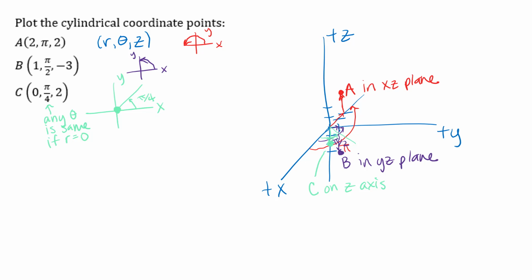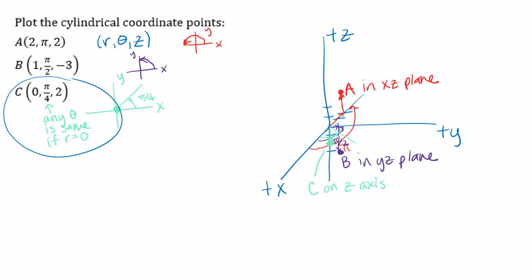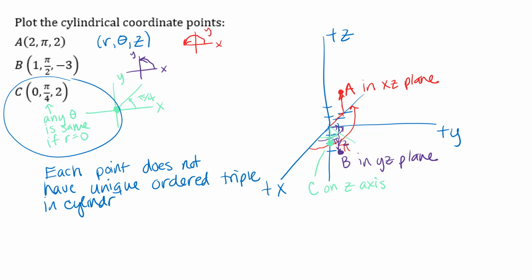One of them is that, especially with this point C, you can kind of see that, but you can also think about it with some of these other points as well, is that each point does not necessarily have a unique ordered triple. So each point or location does not have a unique ordered triple in cylindrical coordinates that describes that point, right? So particularly with that point C, you can see that you would use different theta values and you'd still be at the same point.